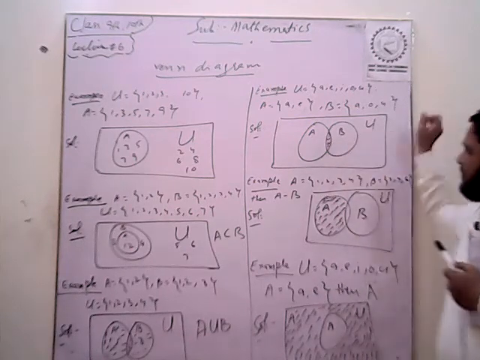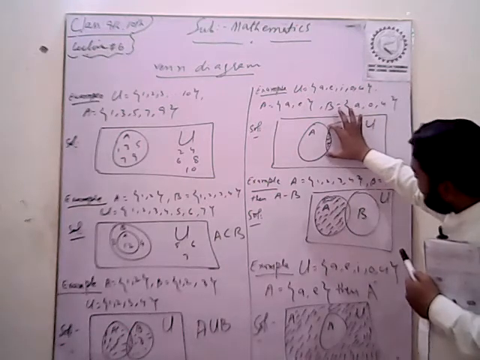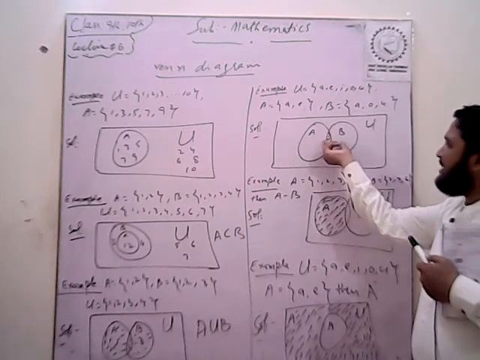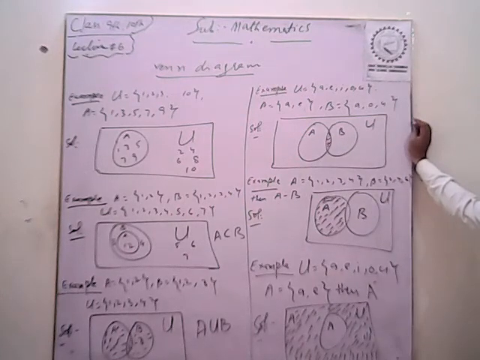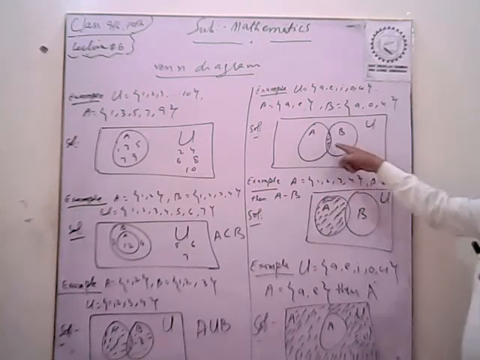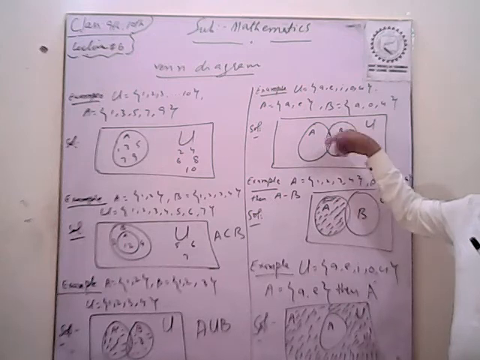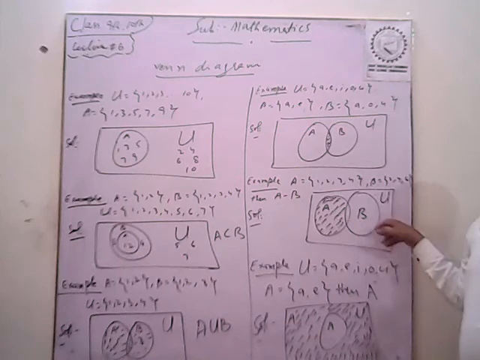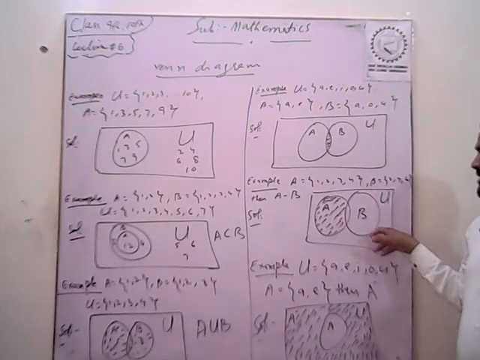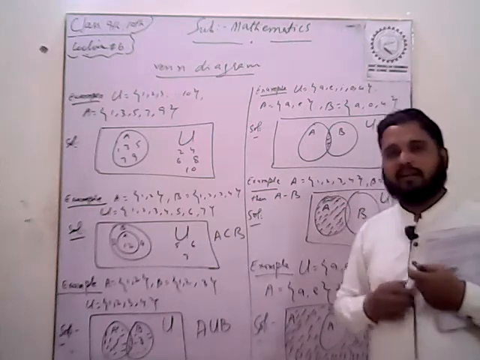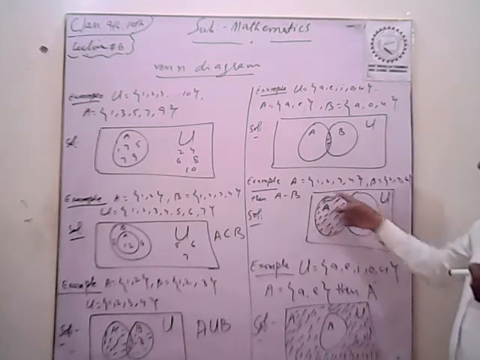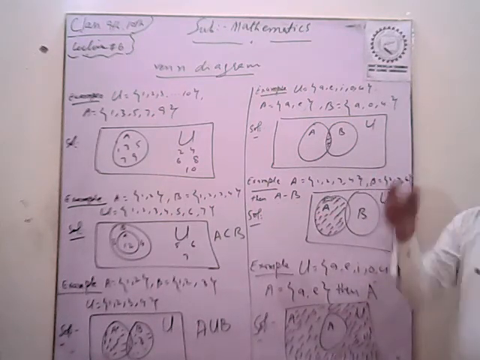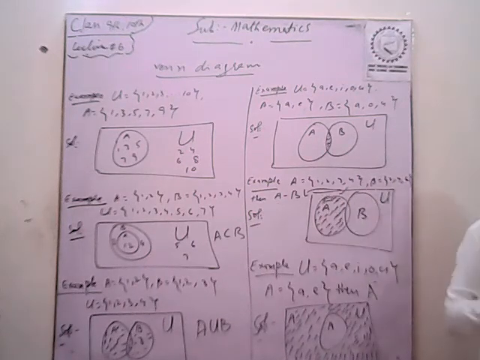Here is A intersection B. There are also two sets, but I fill color only in the common part of the circles. This filling shows the intersection of two sets, the common elements of sets A and B. Now A difference B: here is the rectangle U, and B is also given, and I fill only set A, which means if we subtract B, we are left with only the elements of A. This representation is called A difference B.